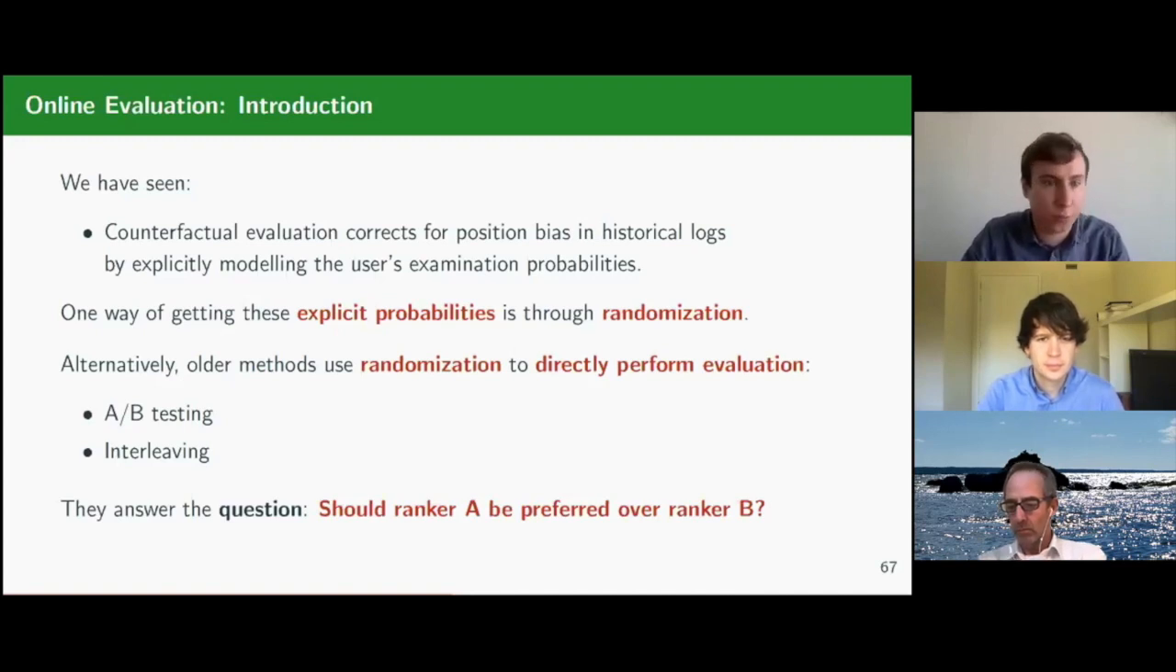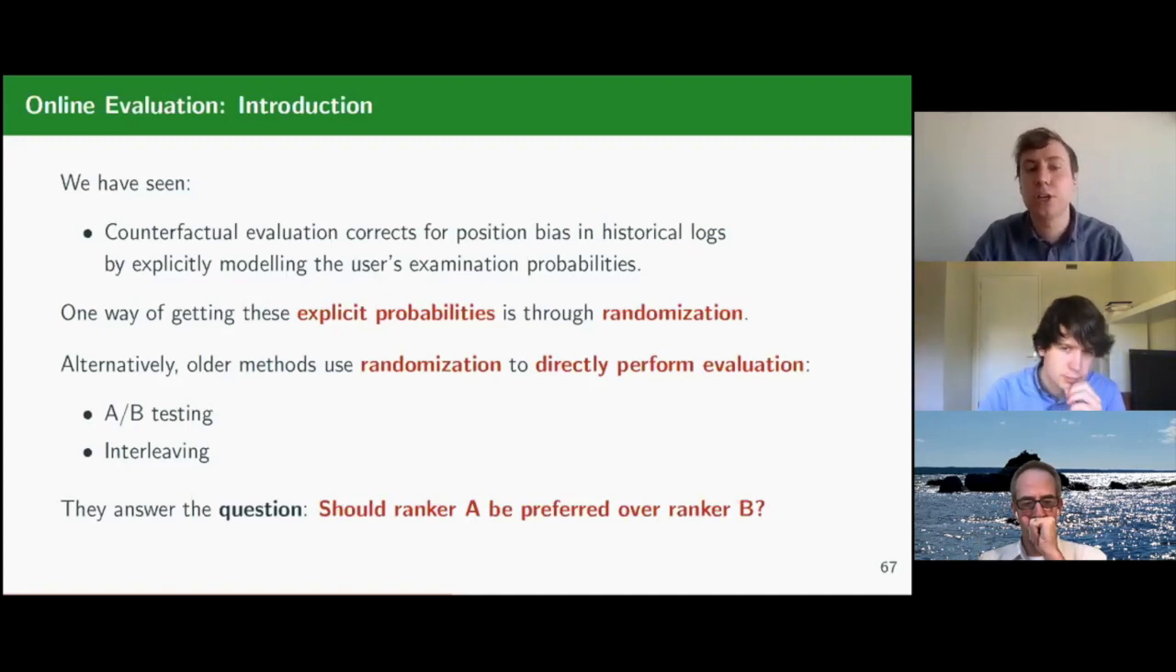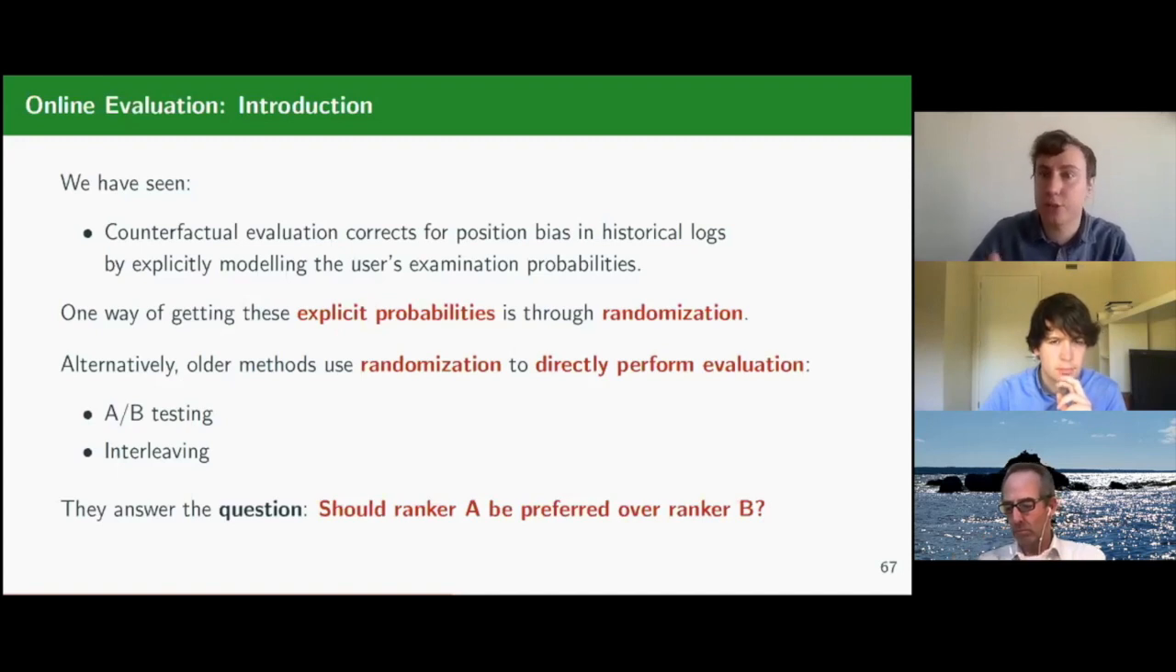Two of these methods, the first would be A/B testing, which is a very prevalent technique that is used very widely. And another one would be interleaving. And these types of methods try to answer a slightly different question, which is, should a ranker A be preferred over a ranker B? So they try to answer a question of relative preference of two rankers, instead of directly, absolutely saying this ranker has a certain performance in terms of this IR metric.